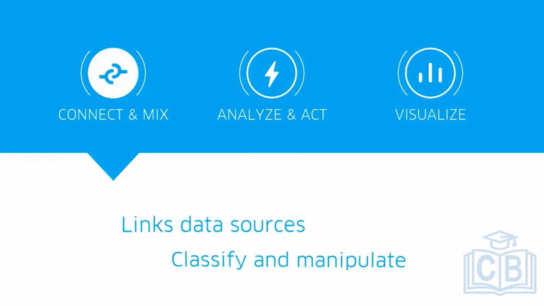So what does connect and mix do? Connect and mix helps you link data sources, classify and manipulate data sources. Harmonization begins from the start in Datorama, whereby whenever you are integrating your data sources, from that level itself the harmonization begins. That is how you classify your data and how you manipulate your data. That is what you do through connect and mix.